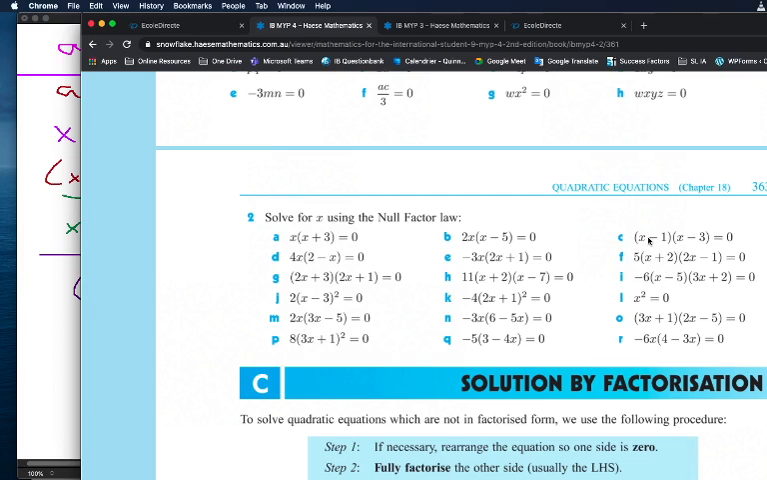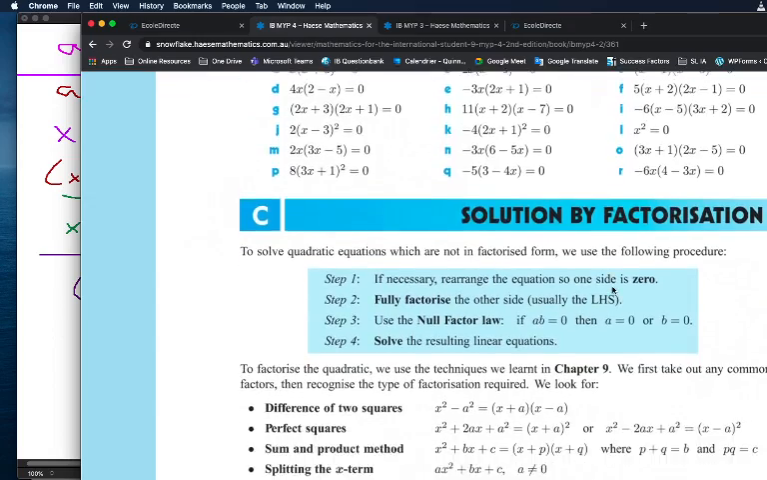So you just have to look and ask yourself, well, how do I get 0 in this bracket? Well, x has to be equal to 1. 1 minus 1 is 0. How do I get this bracket to be 0? That's the null factor rule. x has to be 3. So some of these you can visually just look at. Other ones you might have to write out and equate them to 0.